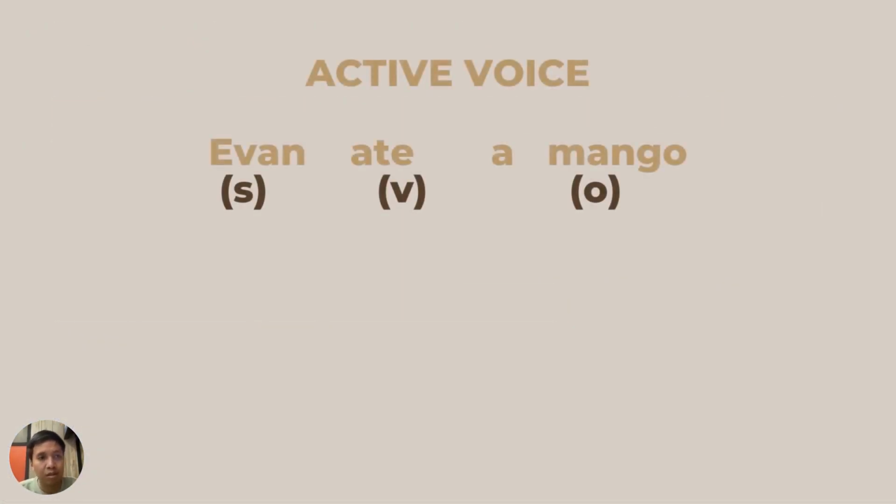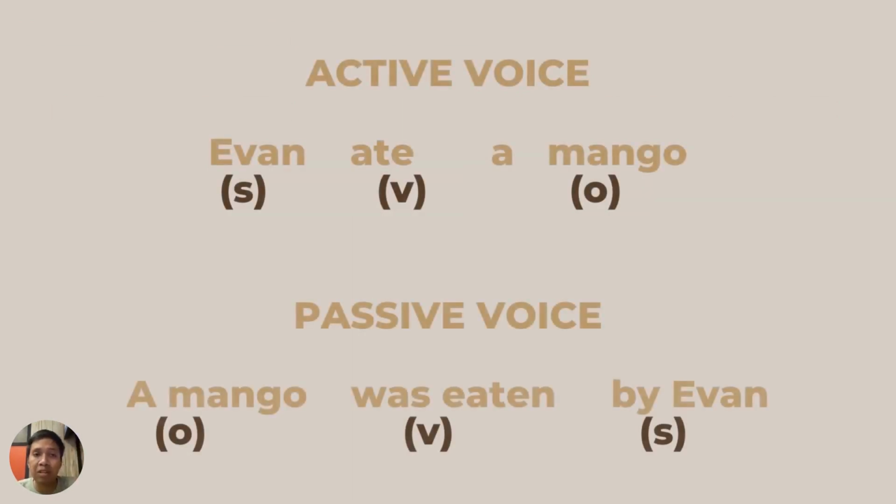I'll give you an example. Evan ate a mango. So the subject comes first, and then the verb, and then the object. So ipakita ko sa inyo ano yung passive voice. So when we turn that to the passive voice, it becomes a mango was eaten by Evan. So the object comes first, and then the verb, and then the subject. So may difference sa kanila beside the sentence structure.